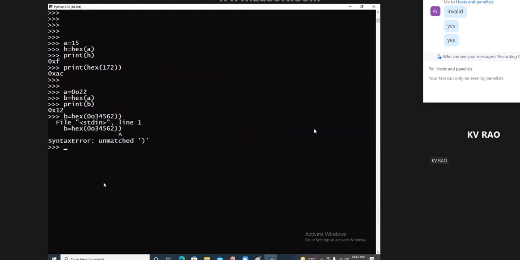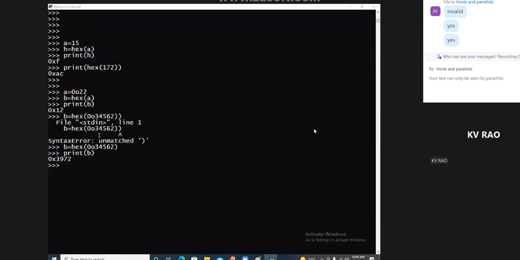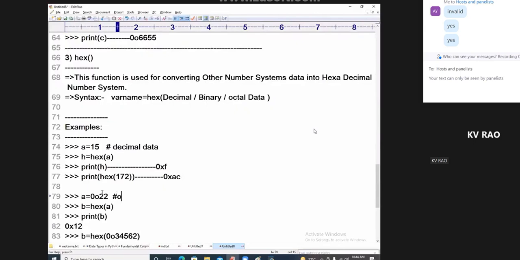Yes. Print of what happens? We used an extra bracket. Okay. Print of B and this 3902. Hex of extra bracket, that's why we are getting that. So directly I can use this. See that I'm using this point here. I'm using decimal data. I'm using octal data. This one also I can use. This is called octal data. I'm using it. Print of B. I got this.